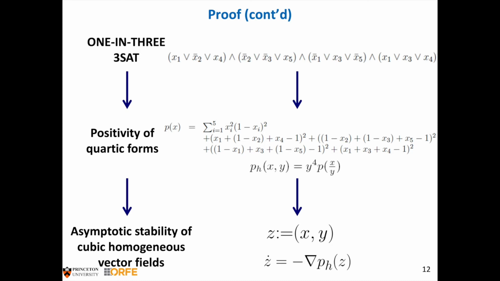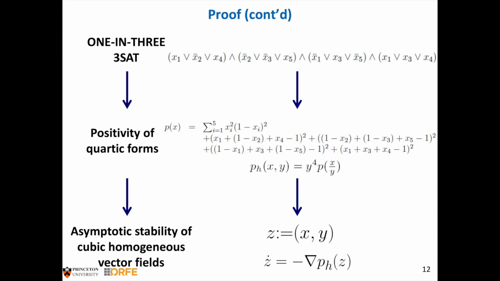The vector field is not given to you; you are finding it. The vector field depends on the input. So you give me one of these instances, and I write down the vector field for you. You change the instance, and my vector field is going to change. It's always going to have degree 3, and it's always going to be homogeneous. But whether it's stable or not depends on whether this instance was satisfiable or not.